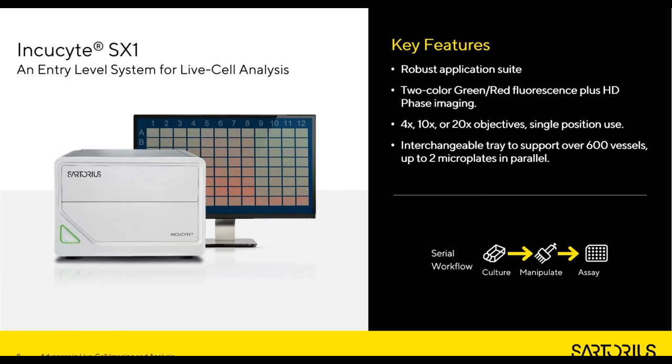We still support over 600 cell culture vessels, but this is a value-oriented option that allows you to scan 2 microplates in parallel at the same time. All of those objectives are going to be installed on a turret so that you can easily switch between them whenever you're ready to clear that scan schedule and start a new set of experiments.